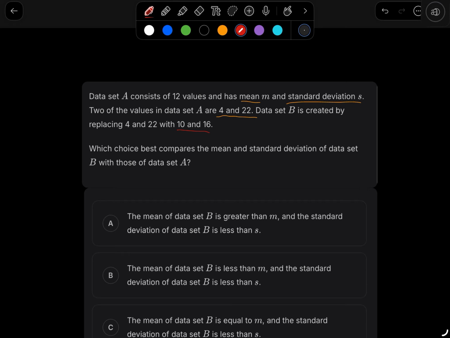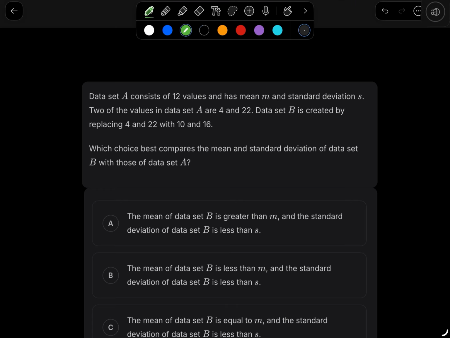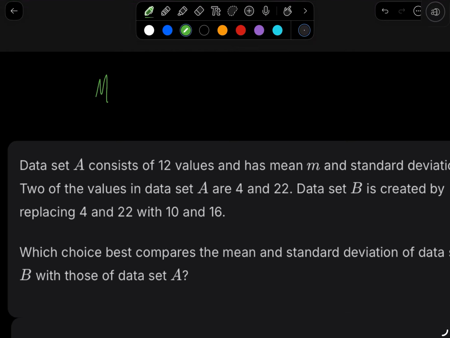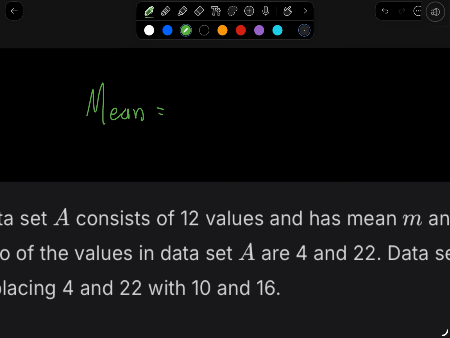So right away, we know we have to compare two distinct values here, the mean and standard deviation. Let's focus on the mean first. Mean, just as a reminder, is the average value in the data set. One way you can represent this is the sum of values in the data set over the number of values.